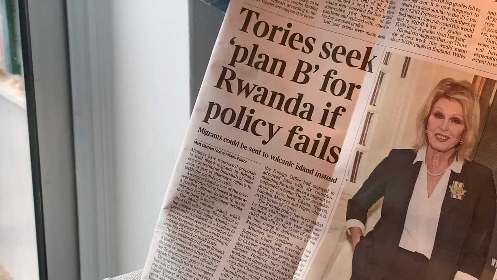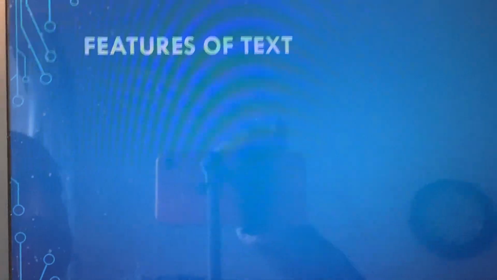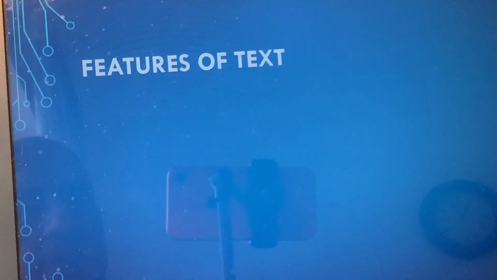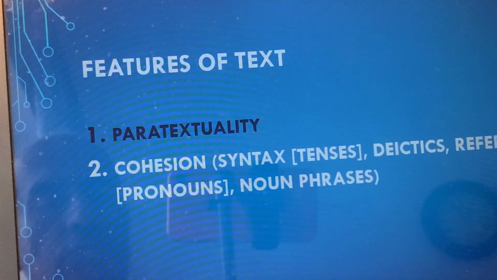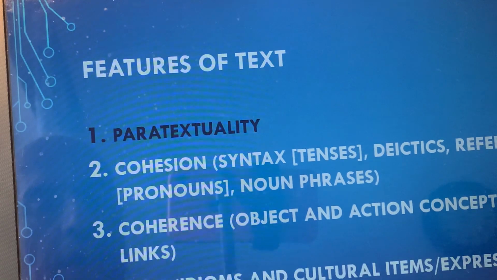So here we are looking at this article again, and we've covered paratextuality so far. We covered who are the sources, and it's an expository kind of article and not analytical, argumentative. And in terms of the features of the text that we have covered, we've covered, as I said, paratextuality, and now we're going to talk about cohesion. There will also be coherence and the lexis.